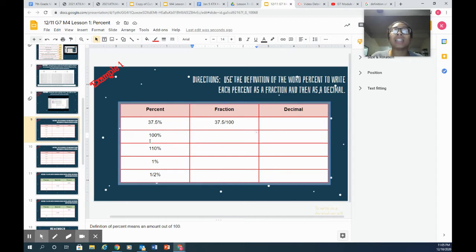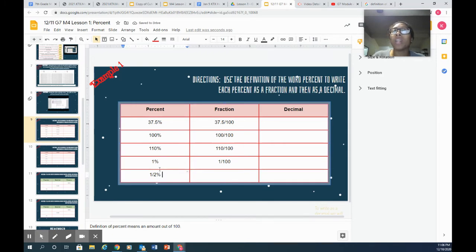Now let's look at the next one. We have 100%. So as a fraction, this is written as 100 out of 100 or 100 over 100. So then how do you think we would write 110% as a fraction? Yes, it would be 110 over 100, where the 110 represents the numerator and the 100 represents the denominator. And then 1% would be what? Yes, 1 out of 100 or 1 over 100.